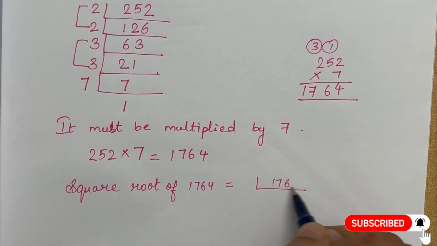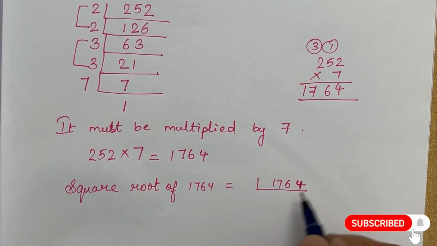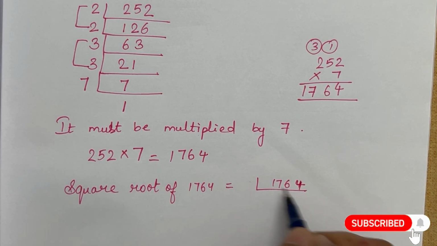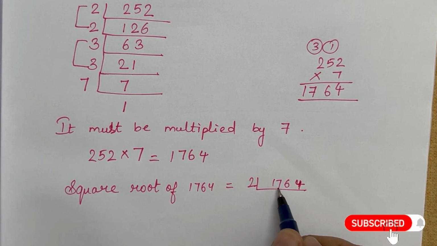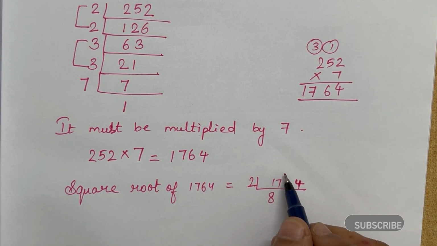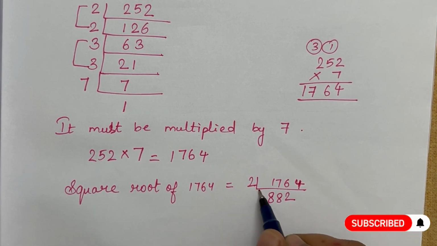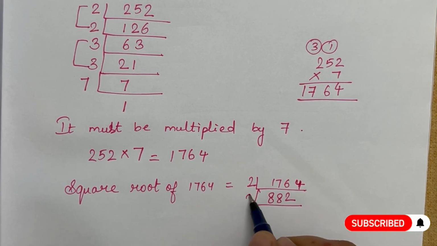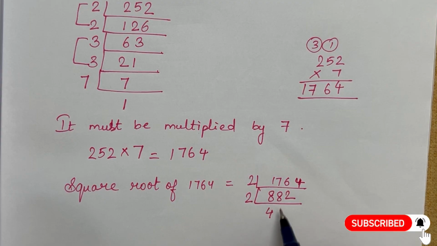Again we'll write all the prime factors. This is divisible by 2. 16 comes 8 times. 1 left, 1 6 16. 16 comes 8 times and 4 comes 2 times. Now again this number is divisible by 2. 8 comes 4 times and 2 comes 1 time.